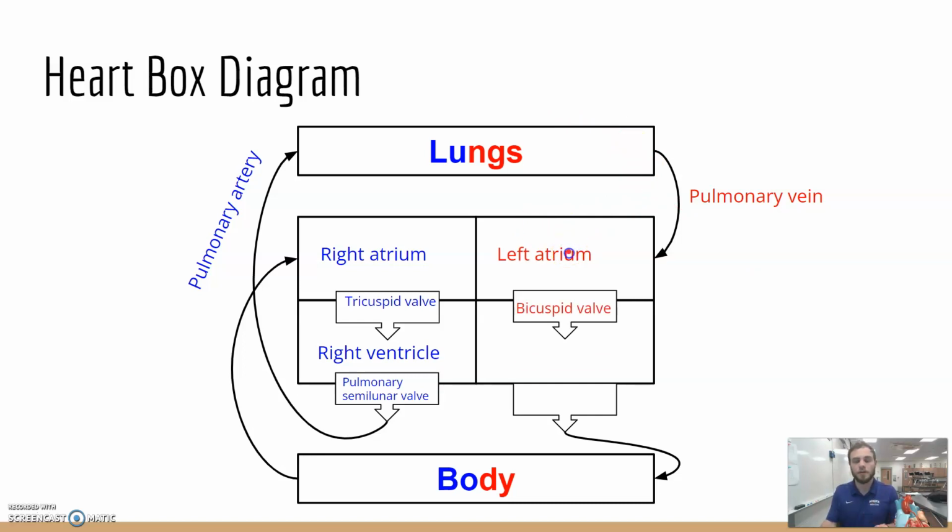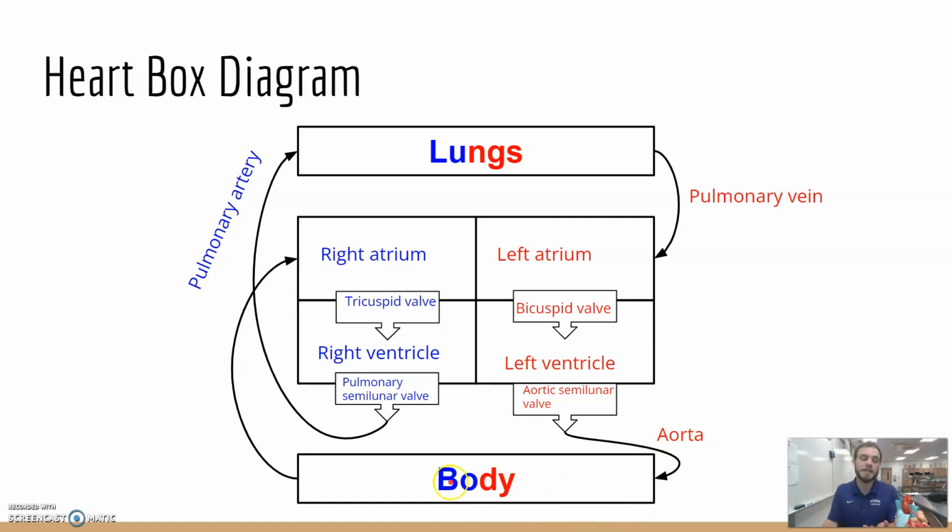It'll go through the left atrium, bicuspid valve, the left ventricle, the aortic semilunar valve, and the aorta, all the way to the body, wherever it is in the body that blood vessel is headed to. Could be anywhere, your brain, your toes, your heart even has its own blood supply. So it has a branch that comes off of the aorta and feeds the heart because the heart muscle needs oxygen itself.